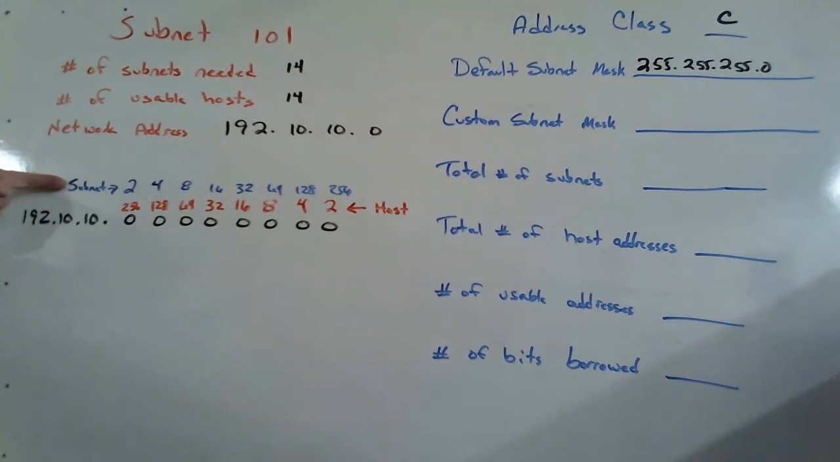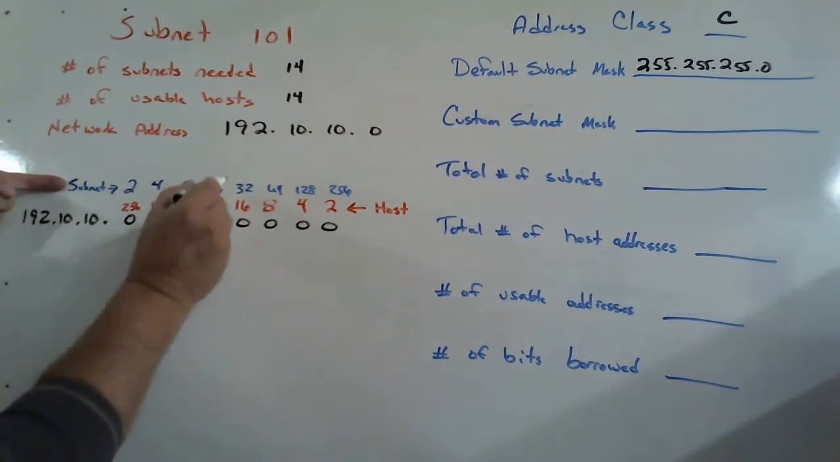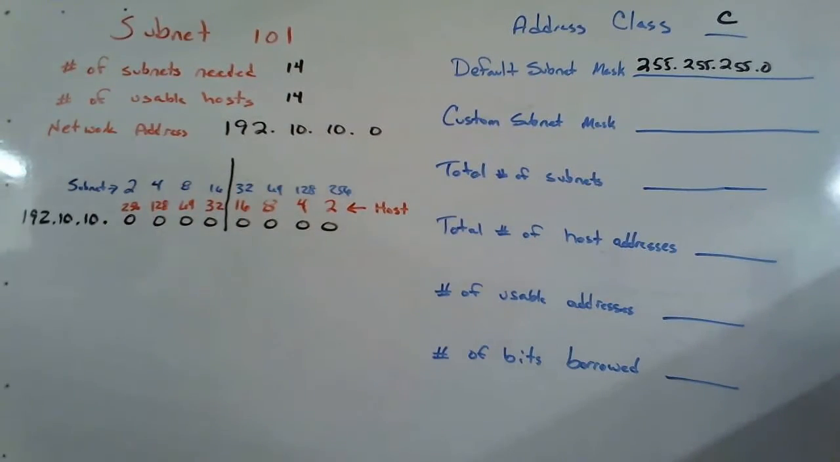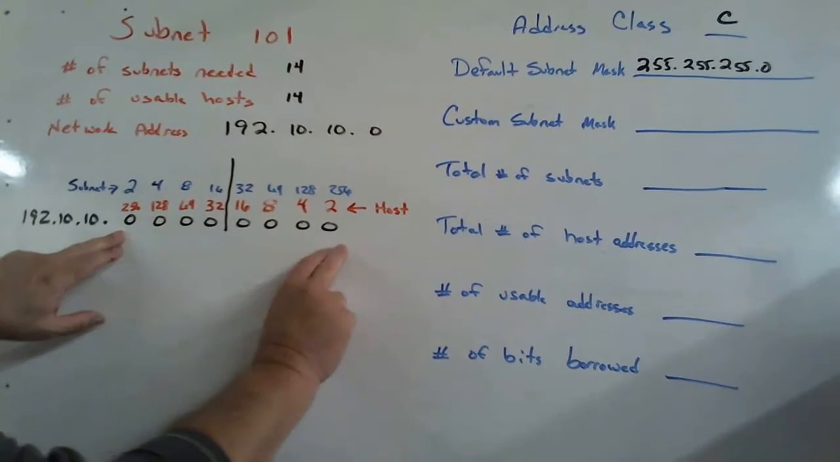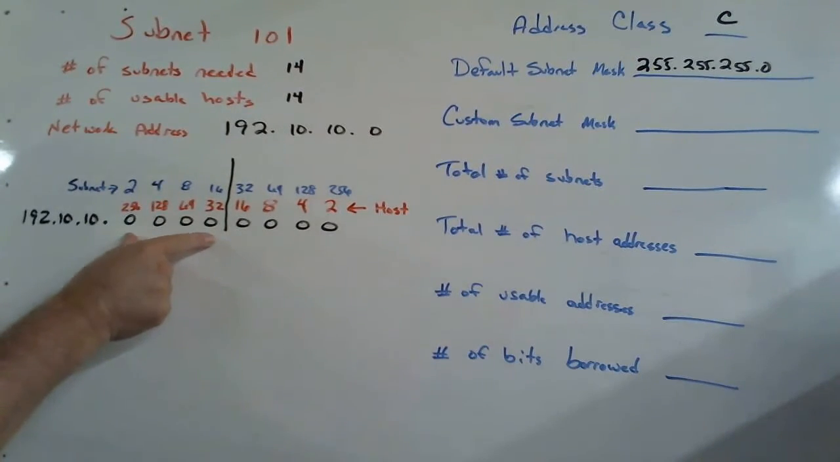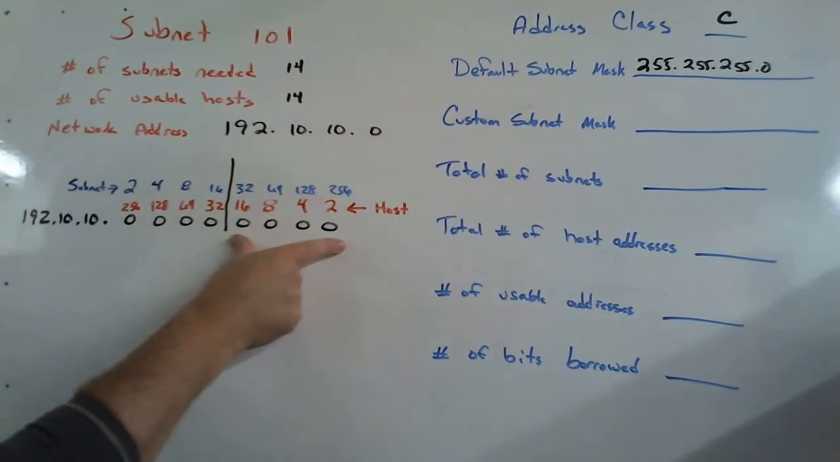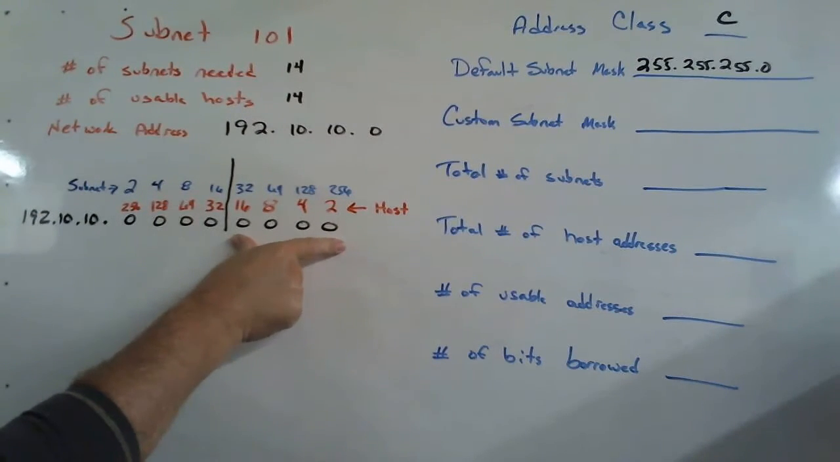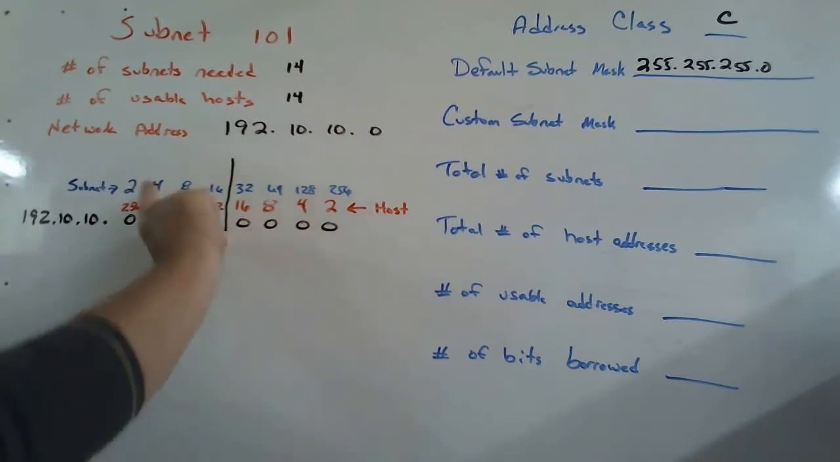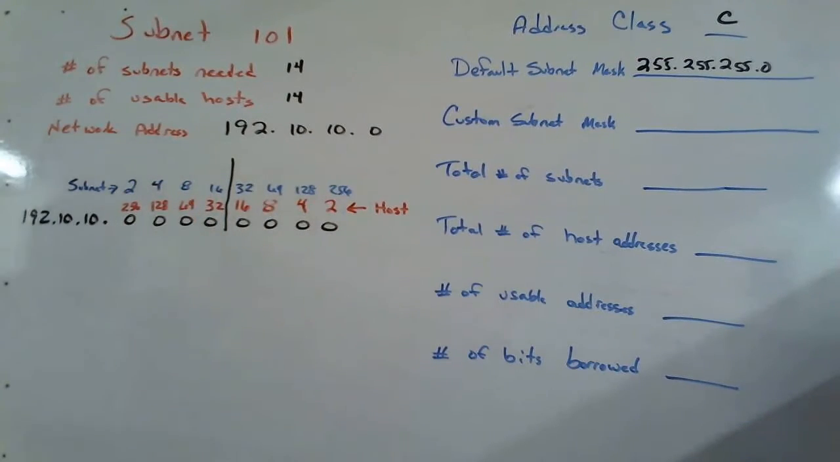Remember, I'm going in this direction. So after 16 puts my line right there. Now I know where we are subdividing. We are going to take these four characters, and four of them are going to be added to the network side to make subnets. The last four are going to be used for hosts in each of the subnets.